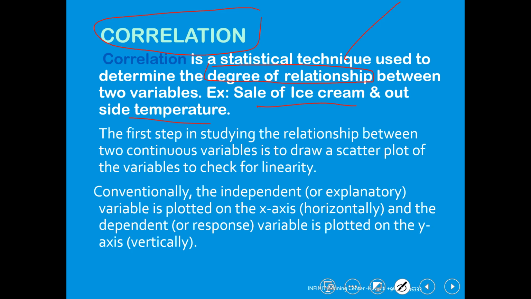The first step in studying the relationship between two continuous variables is to draw a scatter plot of the two variables to check for linearity, which we will see in the coming slide. In the x-axis we will have the independent variable, and in the y-axis we will have the dependent variable. We can see this in the coming slide.